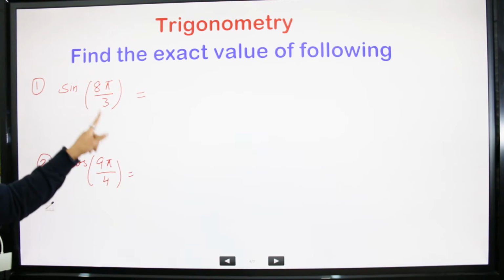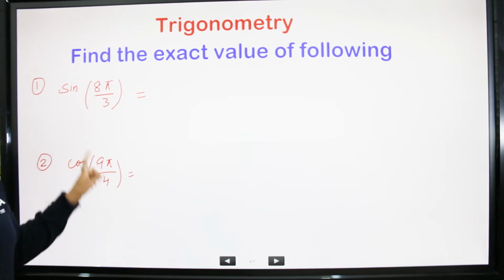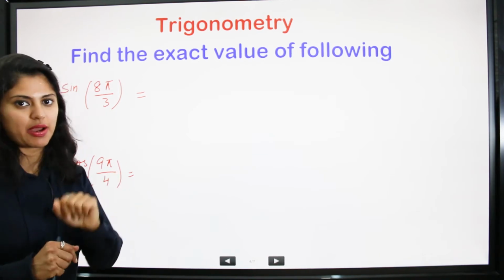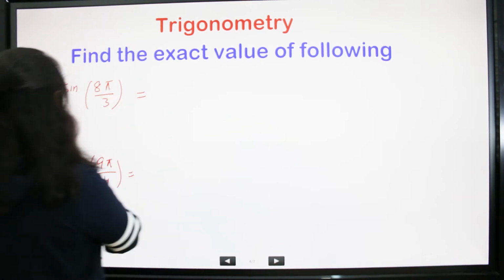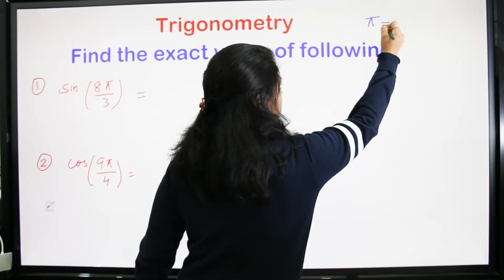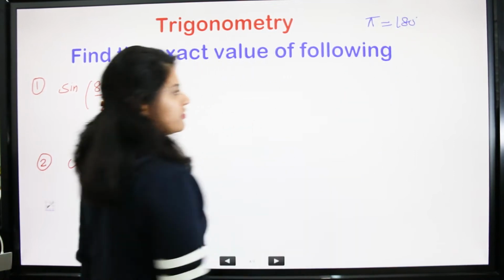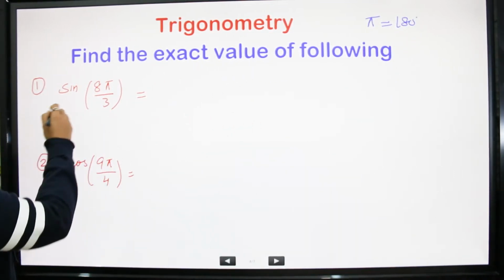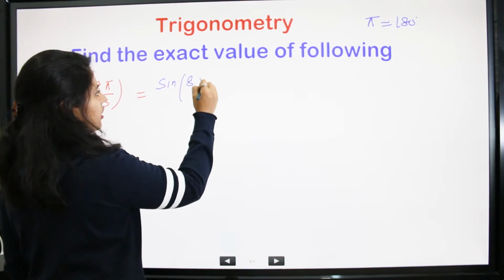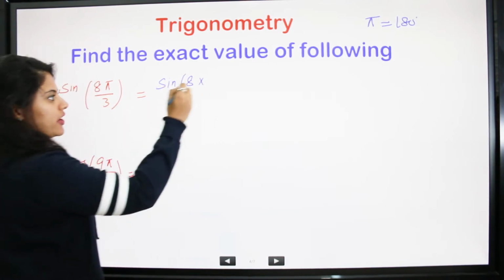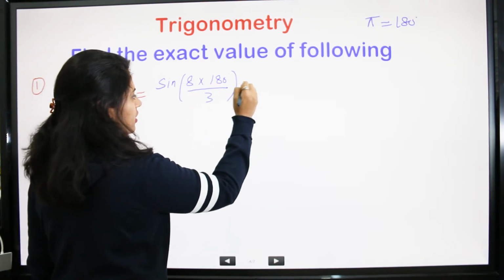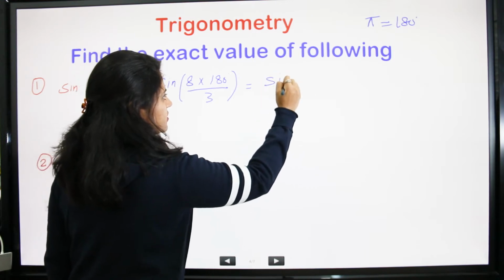So we have sine 8 pi by 3 and cos 9 pi by 4. First of all, we are going to do the first question, in which we have to find the exact value of sine 8 pi by 3. And for this one, as you already know, pi is 180 degree. So you can write this as sine 8 into, in place of pi, 180 degree, divided by 3.